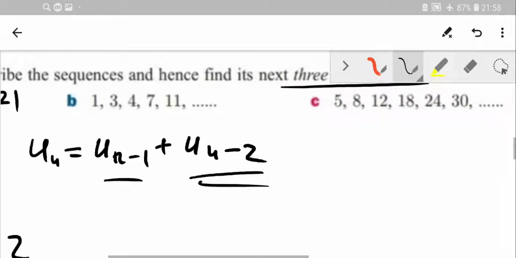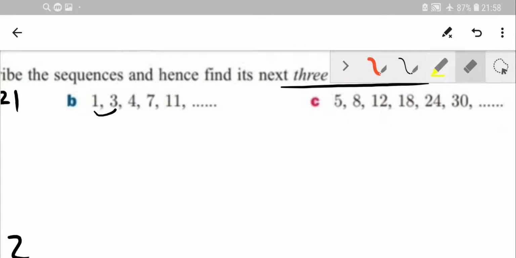So 1, 3, 4, 7, 11. Let's see the difference. Okay, so let's see how it works. The difference is 2, here is just 1, here is 3, here is 4. Oh, that's real massive, because the difference first like 2, then it's decreasing, then it's increasing again. Okay, let's check the second difference. So the difference is -1, difference is +1, so +1. Okay, it's not steady. So that's why you need to think, so apply different logic.